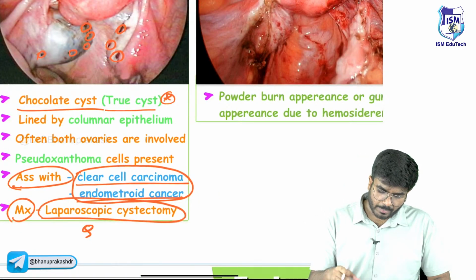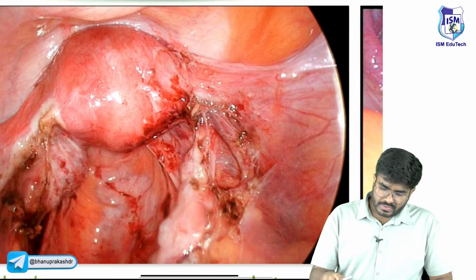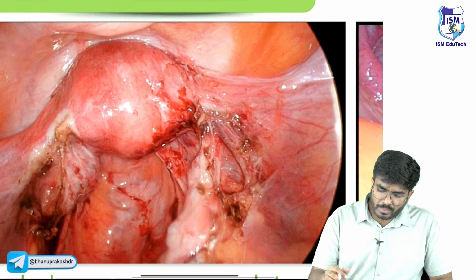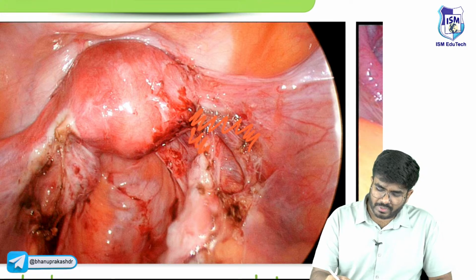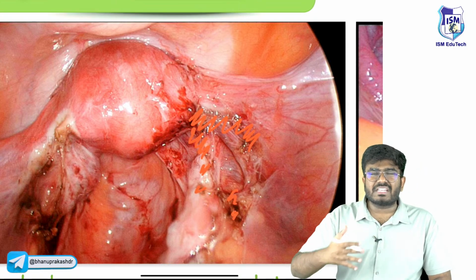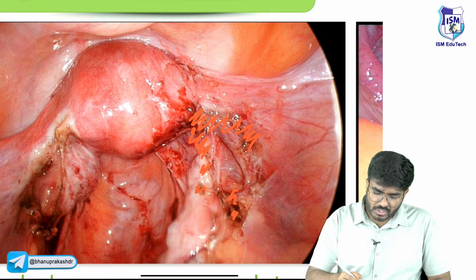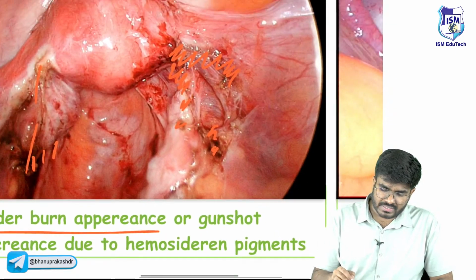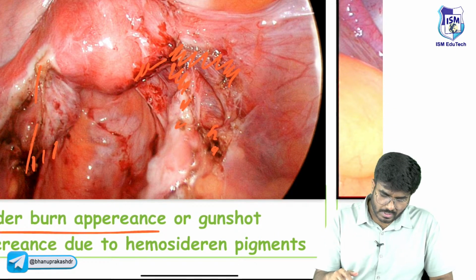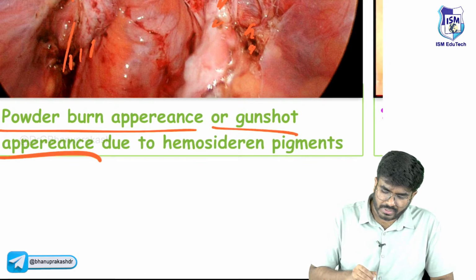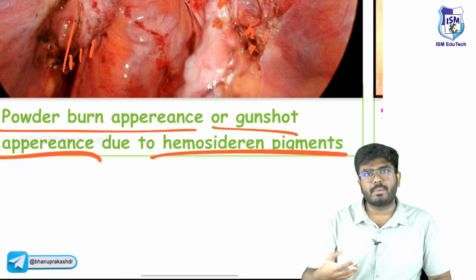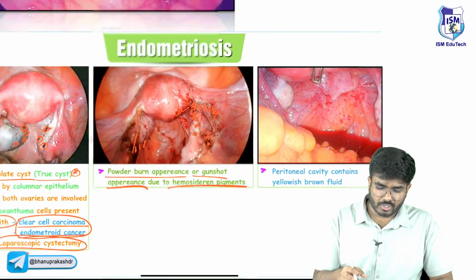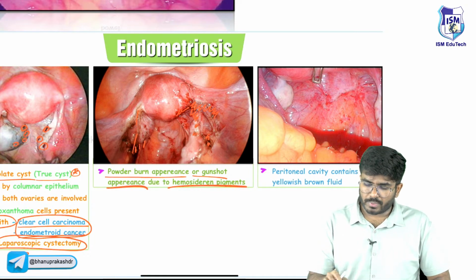Laparoscopic cystectomy. See, this is the patient who is having a very severe endometriosis, where there are so many adhesions because of the inflammation every time. The endometrium is getting shed over there. That's causing the inflammation. Because of that, so many adhesions are seen. So a powder gun appearance, like black color, like gunpowder, or gunshot appearance is seen due to hemorrhage. That hemorrhage is happening over there. The blood is getting degraded and the iron pigment is coming. The hemosiderin is coming. Because of that, you can see the gunpowder or gunshot appearance.